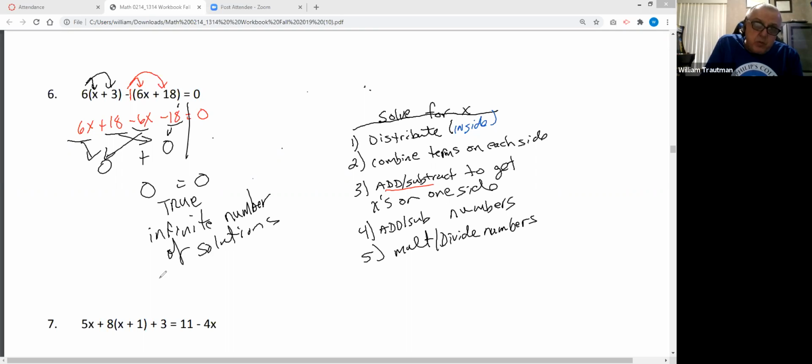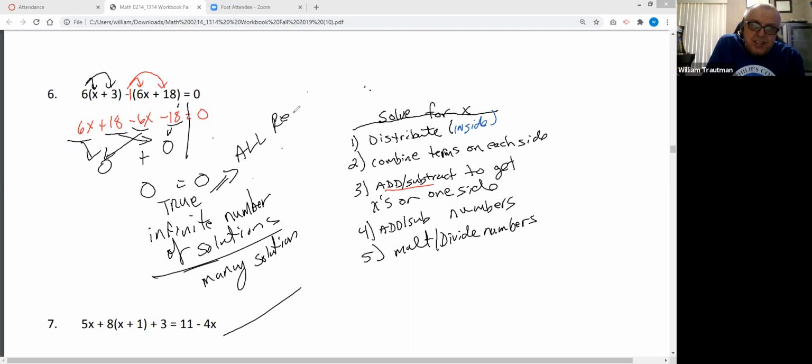And I just wrote down many solutions. You'll see in the homework what they want you to write down. Many solutions or an infinite number of solutions. Oh, sometimes they write down this: all real numbers. All real numbers. So I'm not sure exactly what.